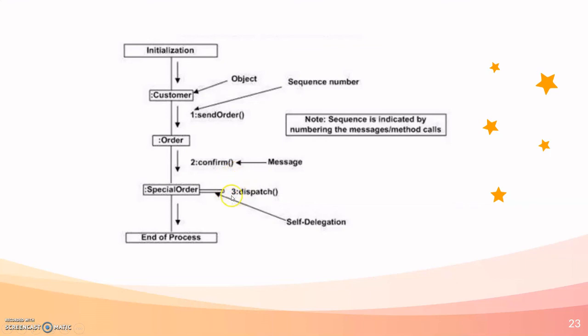So if time sequence is important, then a sequence diagram is used. If organization is required, the collaboration diagram is used. So see, we have a structure here. First initialization, then customer order, special order, end of process. So if we need a structural organization, we have to choose the collaboration diagram.